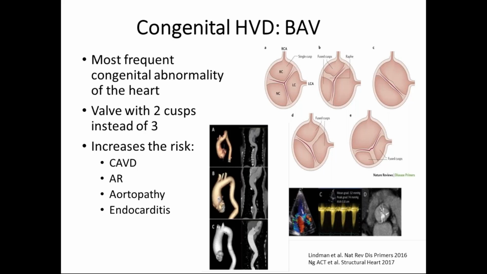Calcific aortic valve disease, which is the abnormal deposition of calcium on the aortic valve. Aortic regurgitation, which is a leaky aortic valve. Aortopathy, which is the dilation of the aortic root and or descending aorta, are other conditions that are prevalent in patients with a bicuspid aortic valve. And the presence of a bicuspid aortic valve increases the risk of an infective process called endocarditis.